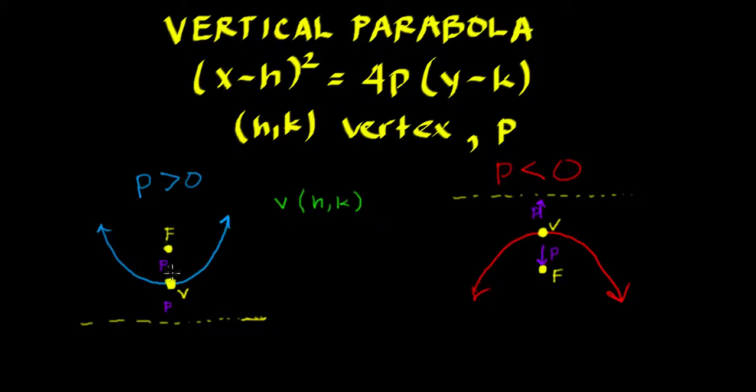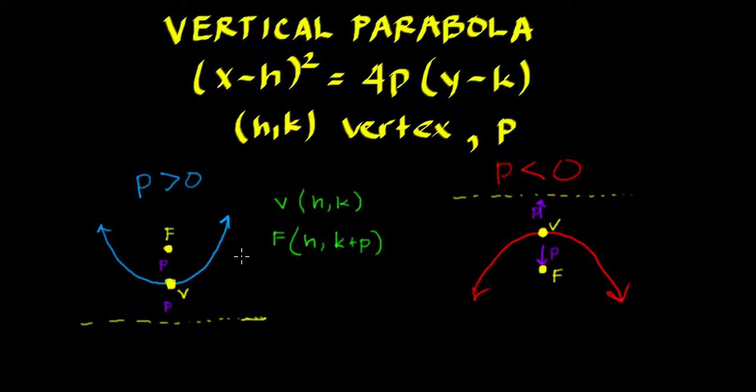Now, to get to the focus, you'll notice that in this scenario, the focus is p spaces above the vertex, which means that to move it up, we have to add to the k. So our focus is going to be h comma k plus p. Now, if p is positive, that'll push it up. And if p is negative, that'll push the focus down. So this equation, h comma k plus p, to find the focus, will be used for both of these.